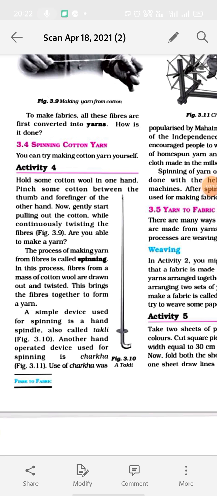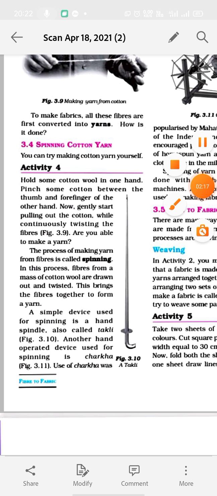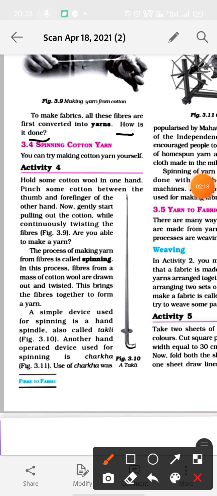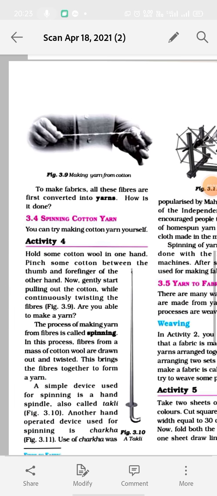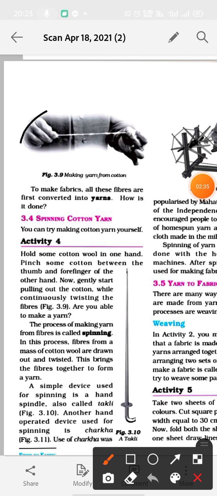To make fabrics, all these fibers are first converted into yarns. How is it done? To make fabrics, all these fibers are first converted into yarns. हमें fabric बनाने के लिए पहले सारे fibers जो हैं हम yarns में convert करते हैं. You can see this process. Making yarn from cotton.